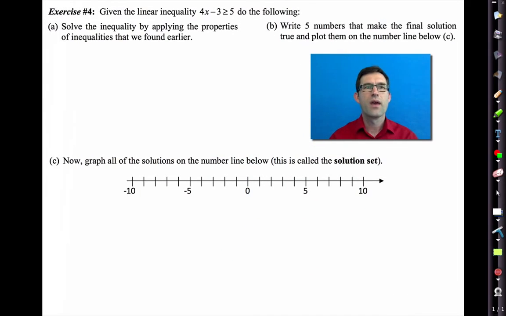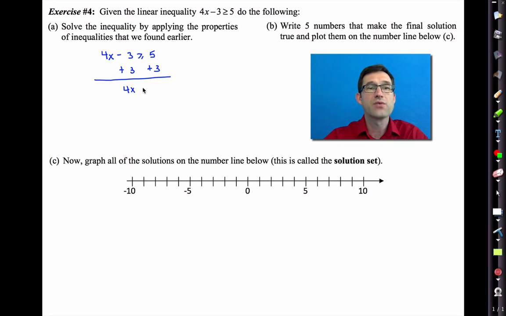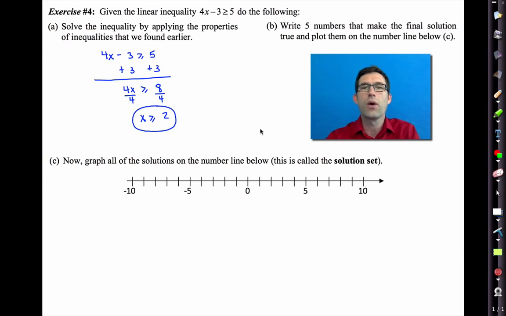All right. Given the linear inequality, do the following. Solve the inequality by applying the properties of inequalities we found earlier. One property of inequality that we had was the additive property of inequality, and it said that if we add or subtract, then the inequality, as written, continues to be true. We don't have to switch anything. Now we have the multiplicative property of inequality that says if we divide both sides by a positive integer, the inequality remains true. So x is greater than or equal to 2 is our solution to this inequality.